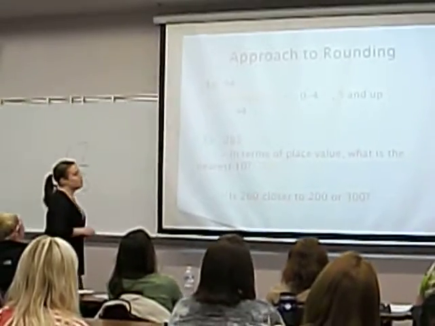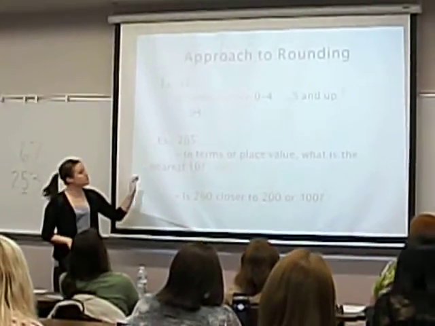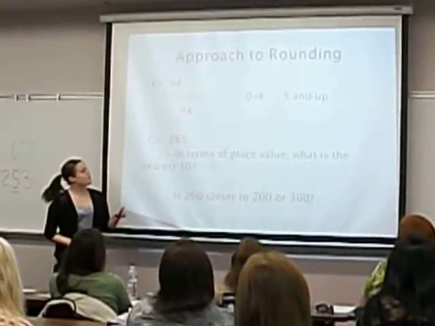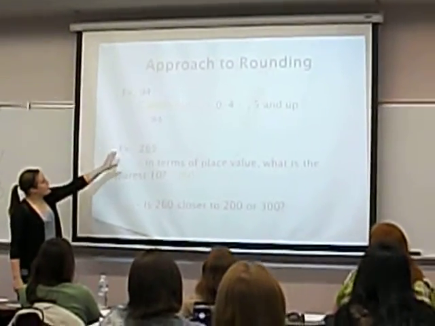We talked about the golden rule. If the number you're rounding is between 0 and 4, you round down. And if it's 5 and up, you round up. So like I said, 94, last number.